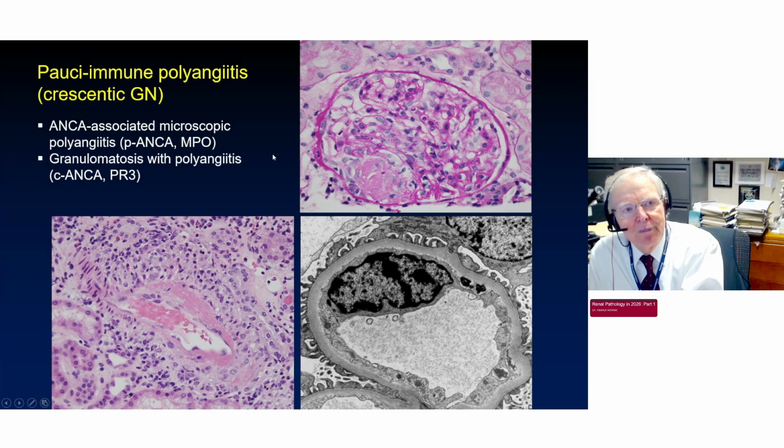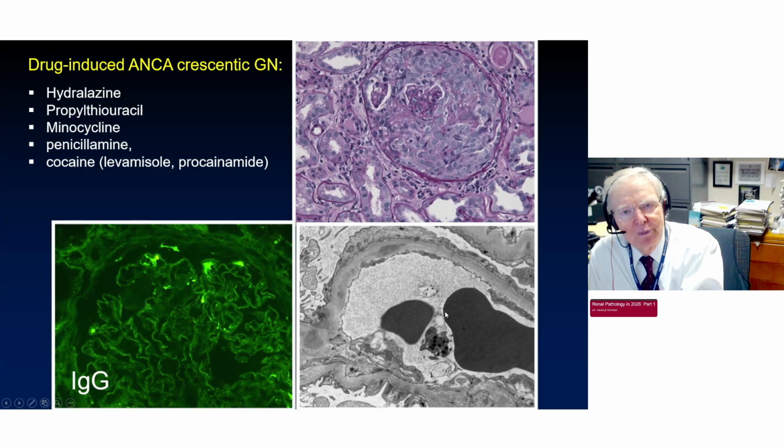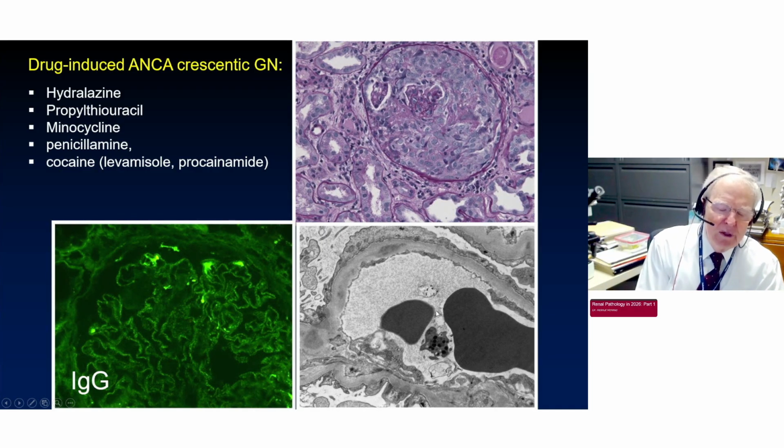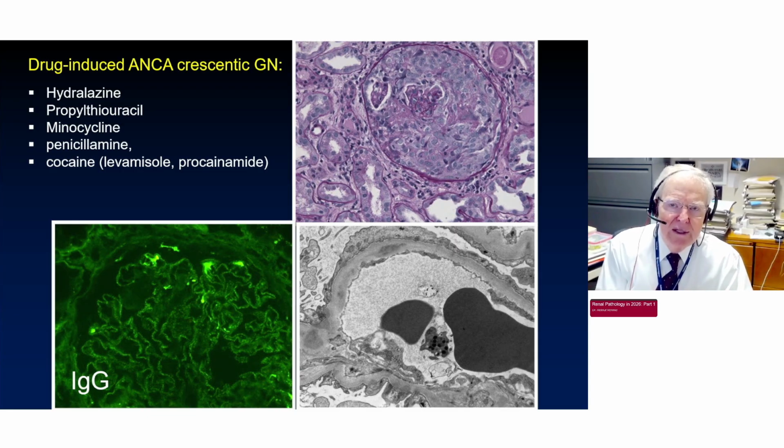Here you have an example of a pauci-immune polyangiitis with a crescentic GN, focal necrotizing, simplified here, but also with a vasculitis. This is a small vessel vasculitis with fibrinoid necrosis, no electron-dense deposits, in this case by electron microscopy. And as I mentioned to you before, very important these days is to consider a drug-induced ANCA in these cases.